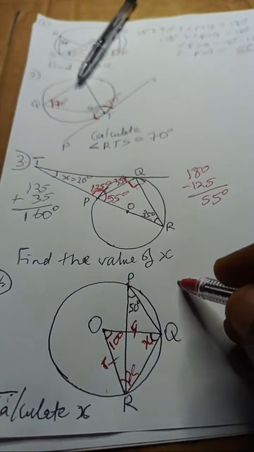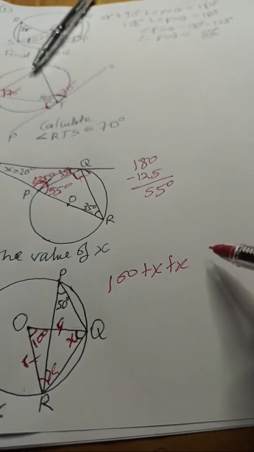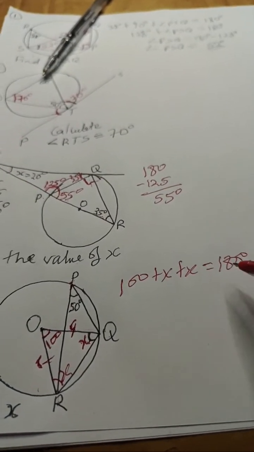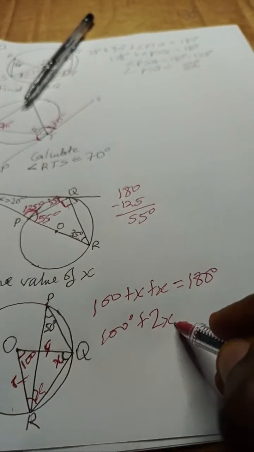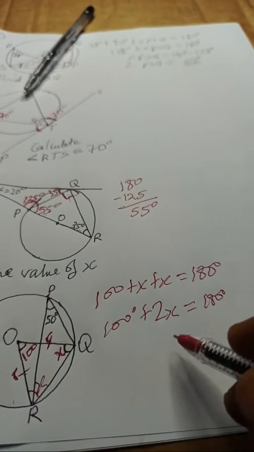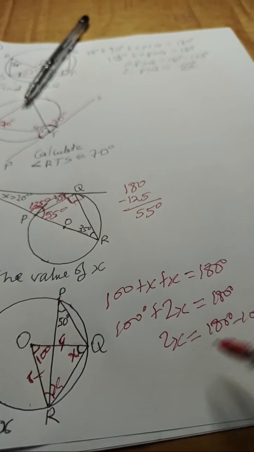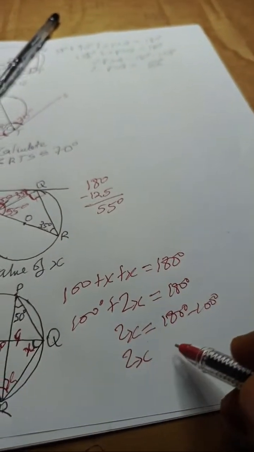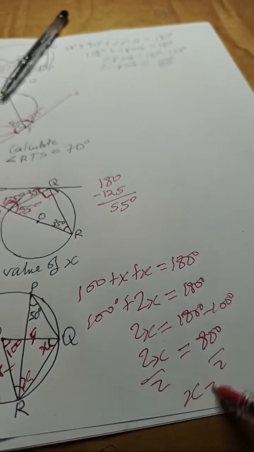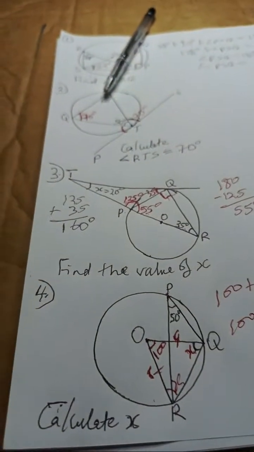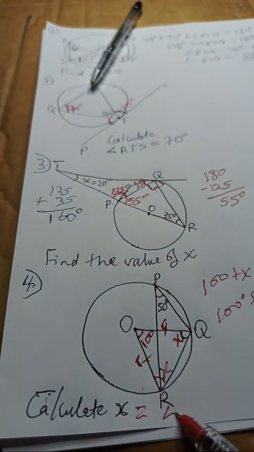To calculate that, we have to say 100 plus x plus x will give us 180 degrees. Okay? So 100 degrees plus 2x must give us 180 degrees. So 2x will be equal to what? 180 degrees minus 100. So 2x will be equal to 80 degrees. And we divide both sides by 2. Our x is 40. Thank you very much, Amita. I saw that. So our x is equal to 40 degrees.